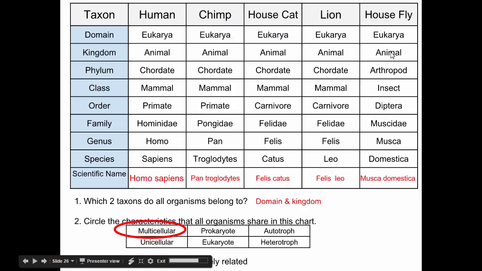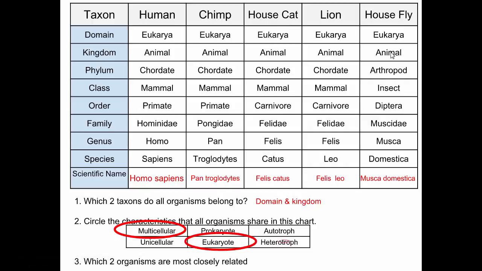Okay, so all these organisms are multicellular, they're eukaryotes, and they're heterotrophs because they're all animals. And those are the characteristics of it. Which two are most closely related? Out of these 5 species, which two are the most closely related? Emily? House cat and lion. Yeah, how did you know that? Because their first name for the scientific name is the same. Yeah, they're in the same genus. So they are the most closely related.